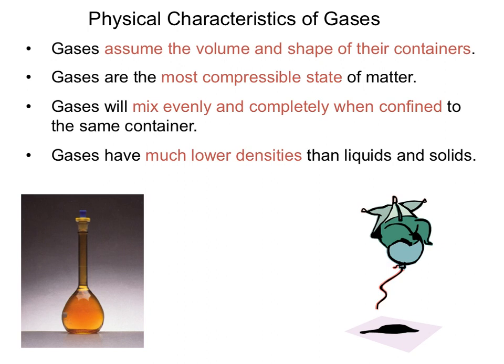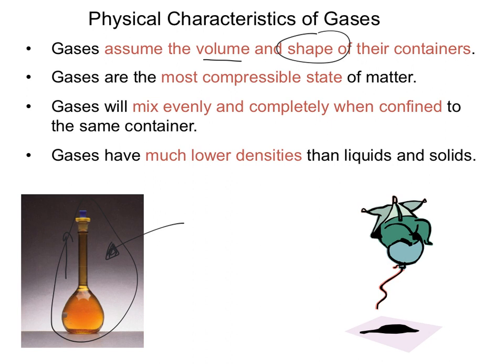So basically, if we take a gas and we put it into a container, it's going to fill both the volume of the container as well as take on the shape of that container. So if we look at this diagram right over here, you notice that the gas has expanded to fill the entire container, so it's gone all the way up to the very top of the volumetric flask. And also, obviously, the shape of that gas is now being dictated by the container itself.